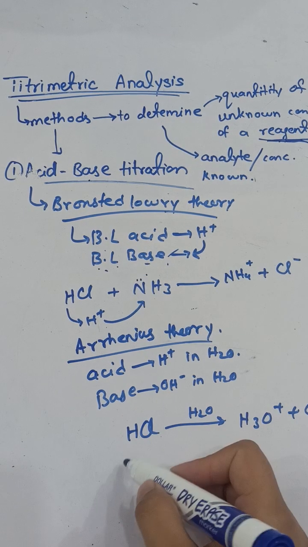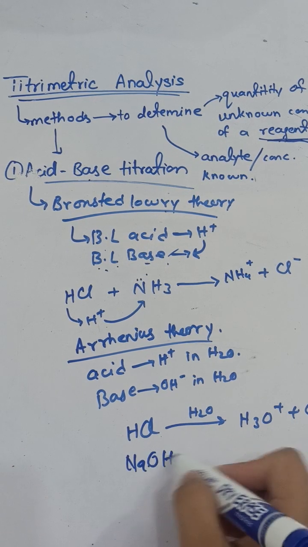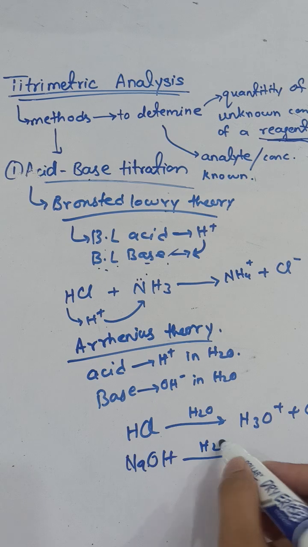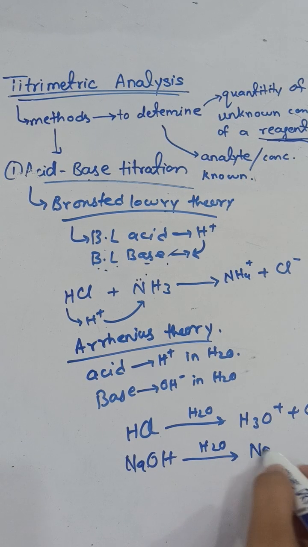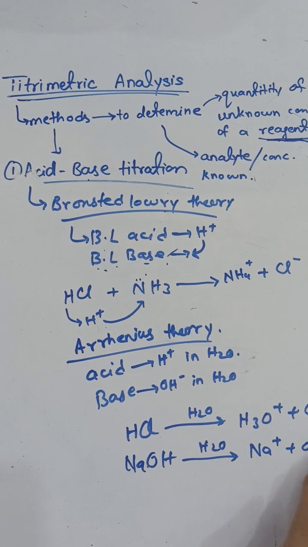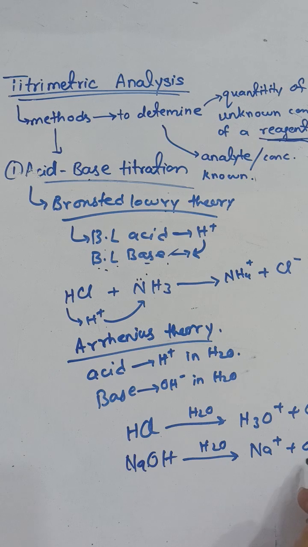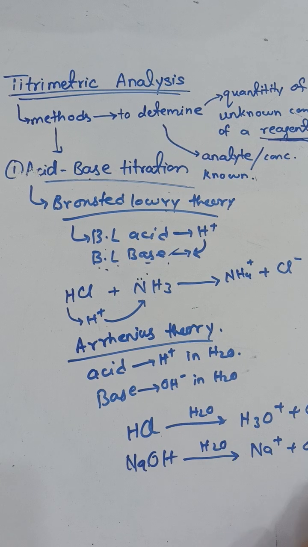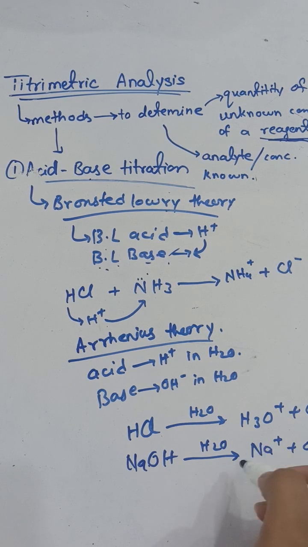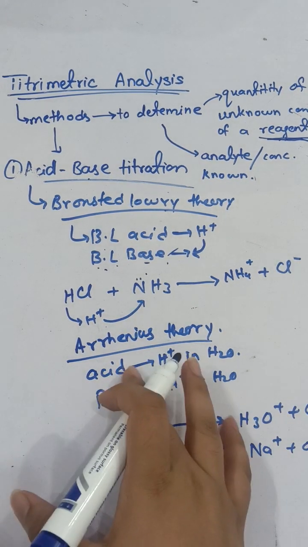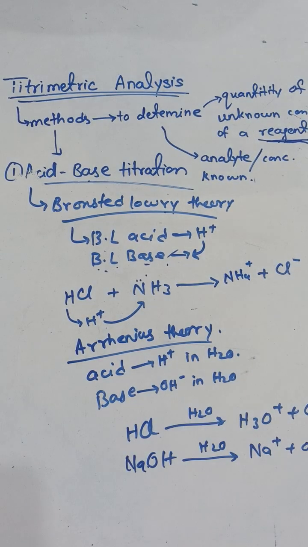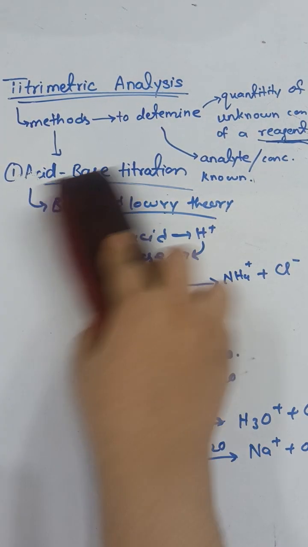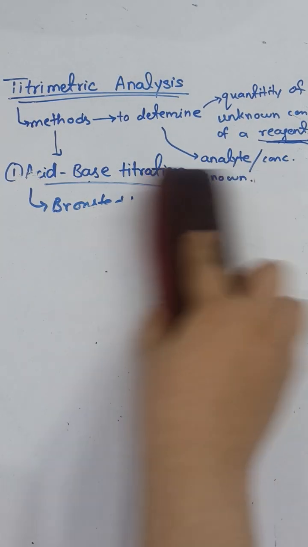But in the case of NaOH in the presence of water, what will happen? Na positive and OH negative will form. Here the hydrogen is acting as an acid because it donates the hydrogen positive ion. So this is the concept of Arrhenius acid and Arrhenius base, which forms the charges here. So these two theories about the acid base titration are done.